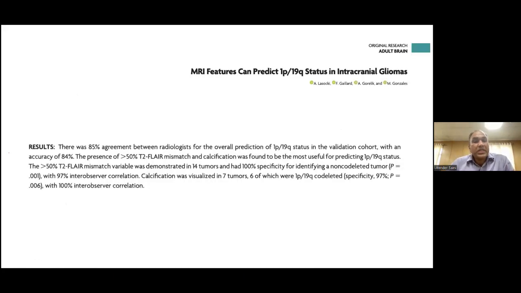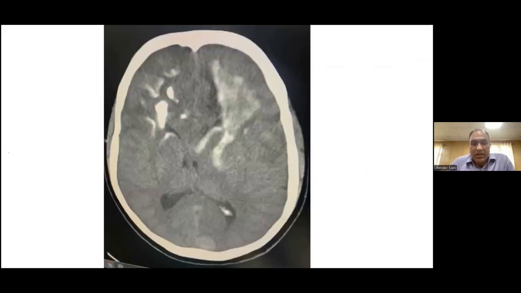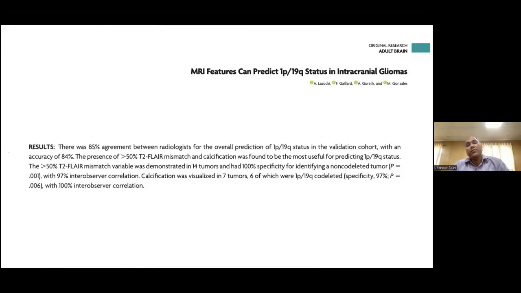So presence of a calcification within a neoplastic lesion is an indicator that it is likely to be an oligodendroglioma, likely to have a 1p19q co-deletion on genomic analysis. Calcification within an intraparenchymal lesion, and especially gross calcification, like in this particular case, is indicative that it's unlikely to be an oligodendroglioma. But we must be very careful when we are looking at all those.